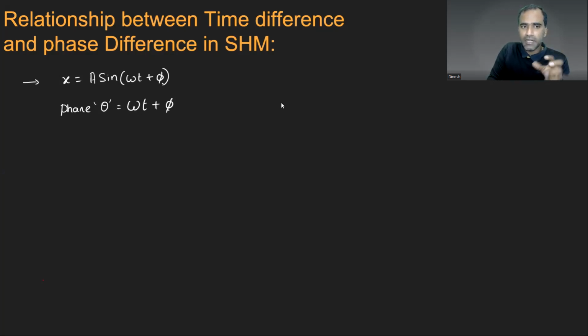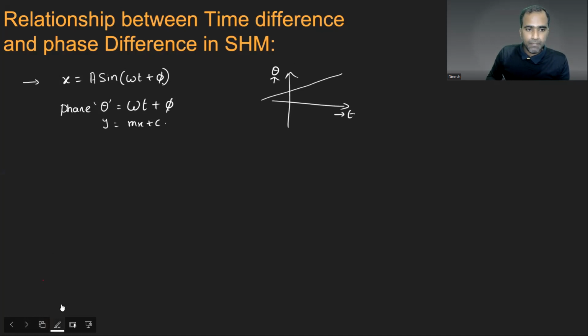If you draw a graph for theta and t, it is going to look something like this. Since this is looking like y equal to mx plus c, right? On x-axis, if you take time, and on y-axis, if you take theta, it is looking like this. Some kind of straight line relation between theta and t. Okay.